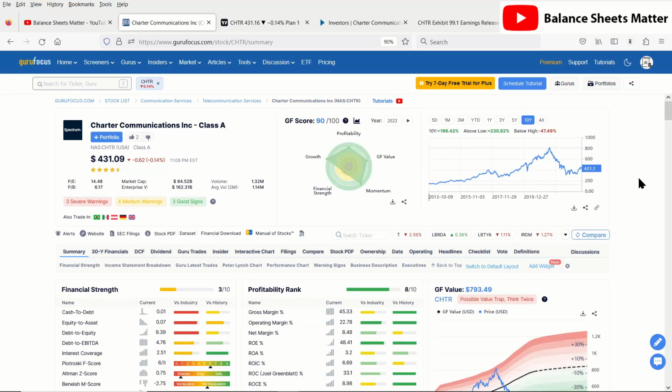Today we're going to be looking at Charter Communications stock and do a stock analysis on Charter Communications. This is a stock I personally own. It is also a stock that's been requested by subscribers, so we're going to cover it.